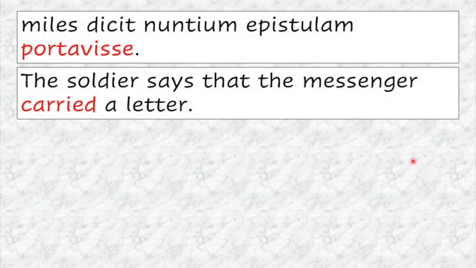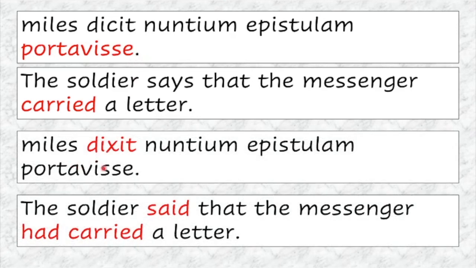Let's see now what happens when I change the tense of the infinitive. So, miles dicit nuntium epistulam portavisse. Because portavisse is a perfect infinitive, I know that this action happened before the verb in the main clause. So the soldier says that the messenger carried a letter. This action, carried, expressed by the verb portavisse, happened before, in the past.